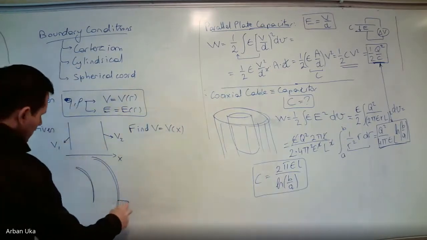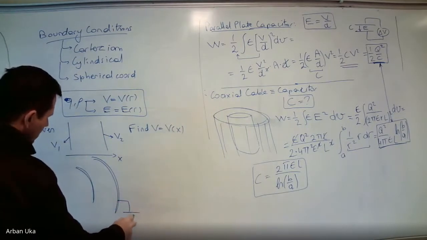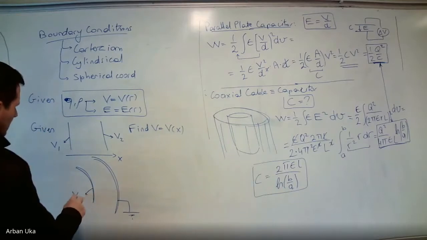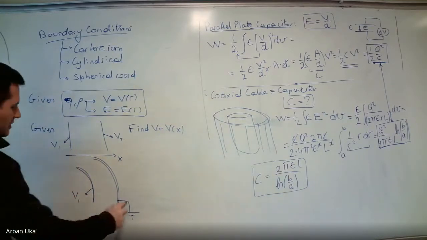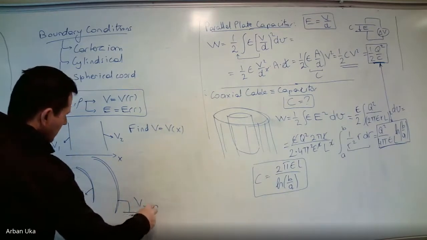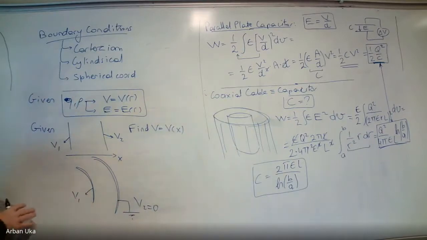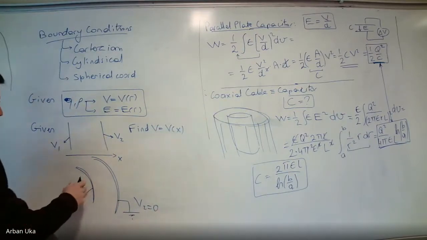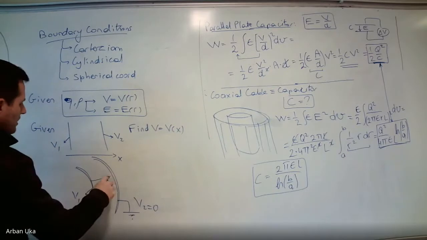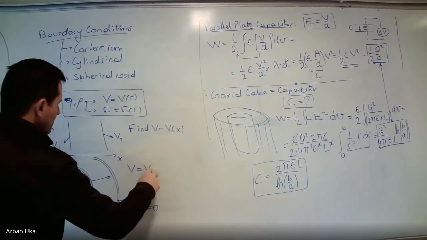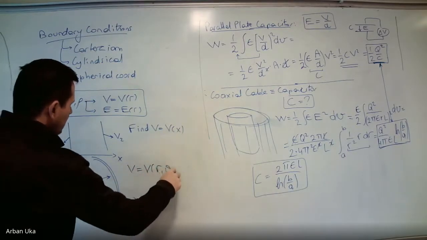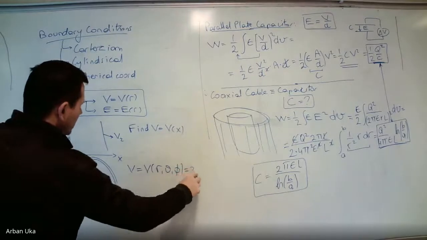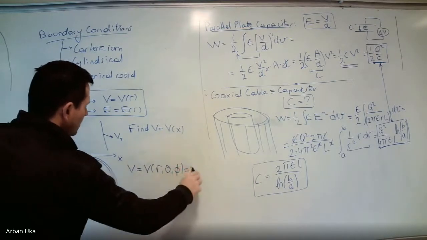We may ground this plate at topsoil, and then this plate we can keep at a potential V1, which means that V2 is 0. So we will give these expressions, and the question will be: how does the potential look as a function of r, theta, and phi?